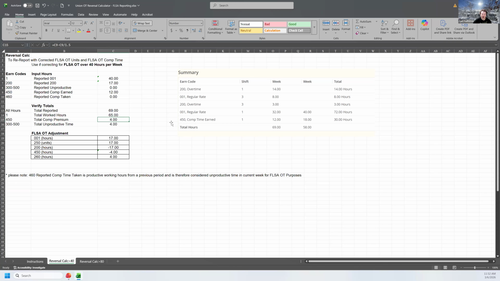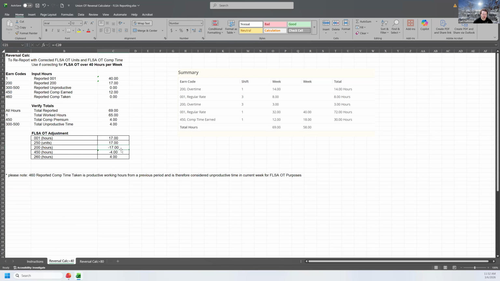We need to back them out of comp time earned and put it into our 260 FLSA comp time earned, because that's the premium portion, that 0.5 rate. Okay, verified totals, looks good. Now we have an FLSA adjustment. Let's do a reasonableness check here.